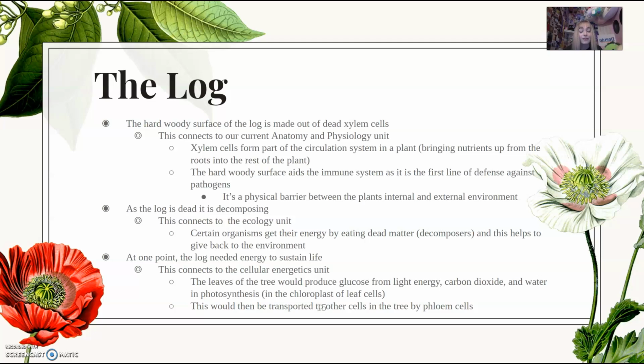endogenetics. We know that the leaves of this tree would produce glucose from light energy, carbon dioxide, and water in photosynthesis, which happened in the chloroplast of those leaf cells, and that's what the plant cells would break down for their cellular energy, and this would be transported to other cells by phloem cells connecting to the circulation system in that plant as well.